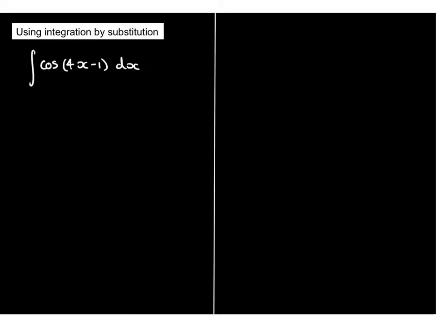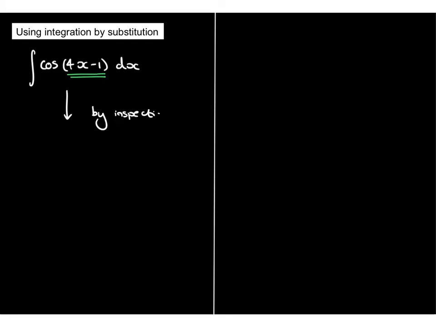So let's take a look at another example. It's another composite function, cos of 4x minus 1. And I'm going to attempt to integrate it by inspection, which is the name that we give to this very quick method of integration by substitution.